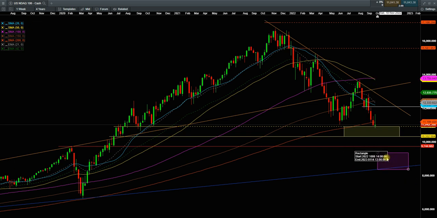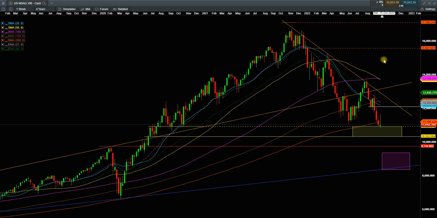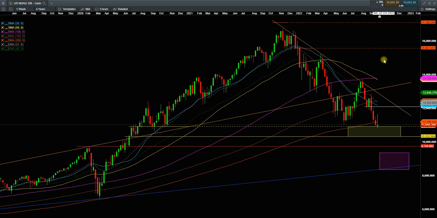But price action tells me that we are in an ugly secular bear market. So any bounce would be a short opportunity. Any good bounce would be a great and excellent shorting opportunity.